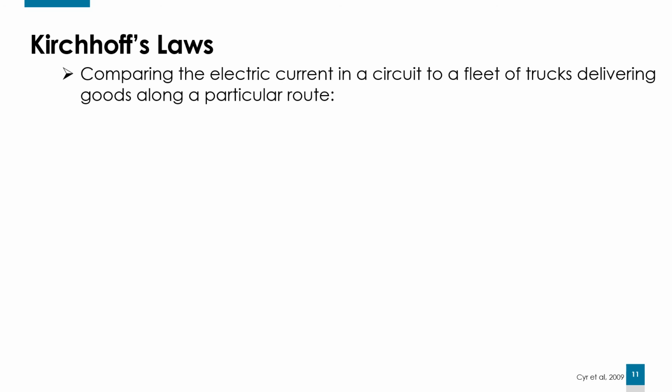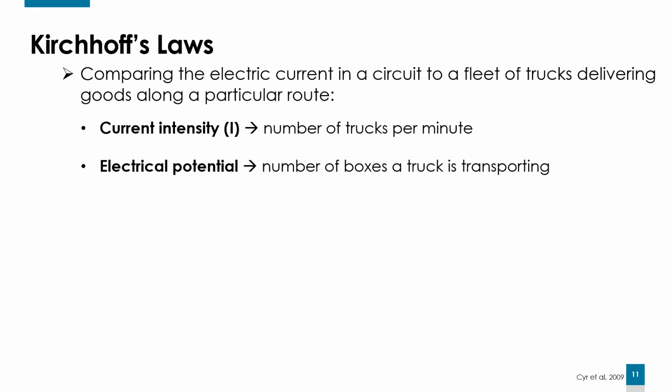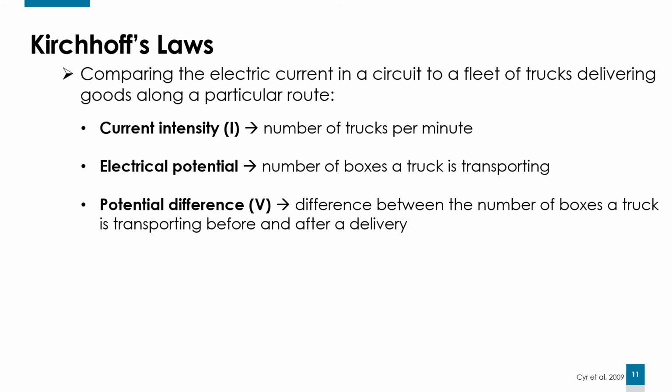So let's compare the electric current in a circuit to a fleet of trucks delivering goods along a particular route. I'm going to do an example to make this clearer. Say I have a factory that is delivering some goods, using more than one truck. The number of trucks per minute on that road would be my current intensity. The number of boxes a truck is transporting is the electrical potential, how much can be transported.